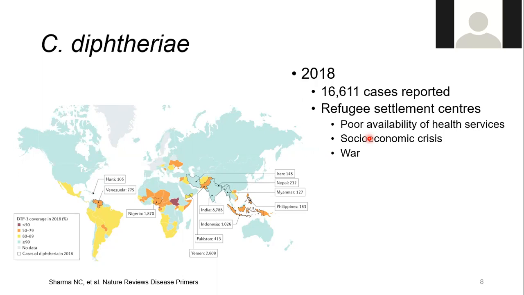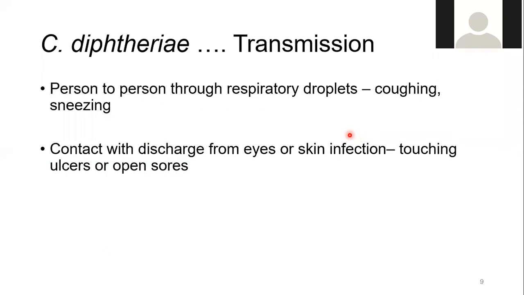So all those means that it's not really being cleared. These are some of the diseases where, as long as you have one case, there's still a risk to everyone in the world, being a small village. So how is it transmitted? It's mainly person to person through respiratory droplets, either through coughing or sneezing, but also contact with discharge, mainly from individuals with skin infection or eye discharge, but also through touching of ulcers or open wounds. And we'll see that this is one of the clinical presentations of the disease.